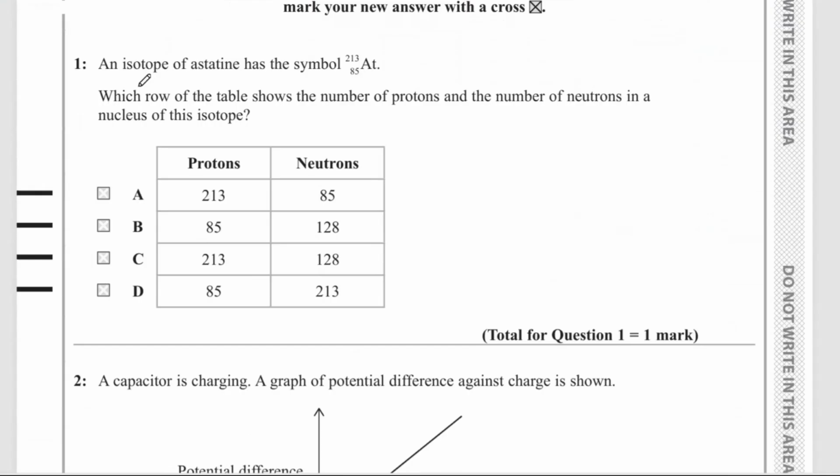Hello, this is the first question. An isotope of astatine has the symbol At 213 upon 85. Which row of the table shows the number of protons and the number of neutrons?